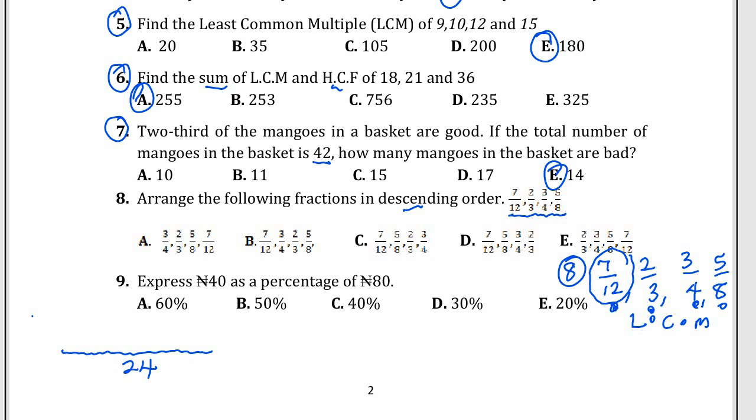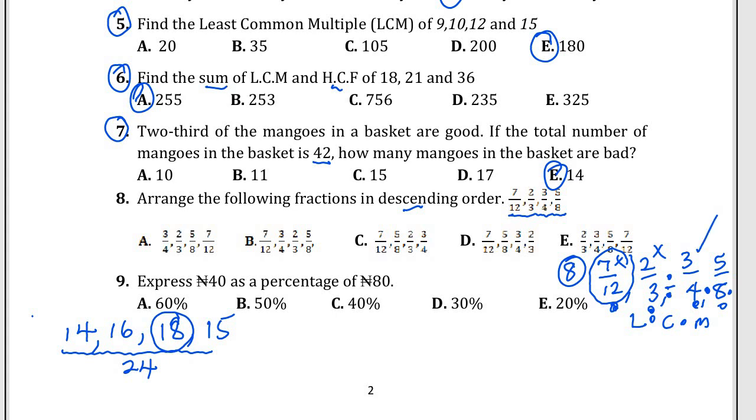Denominator is 12. 24 divided by 12 is 2. 2 times 7, 14. This represents the first fraction. The second, the denominator is 3. 24 divided by 3 is 8. 8 times 2 is 16. This represents the next fraction. The third one, 24 divided by 4 is 6. 6 times 3, 18. This represents the third fraction. And the last, 24 divided by 8, 3. 3 times 5, 15. Now, if you look at the values we have, 18 is the biggest.